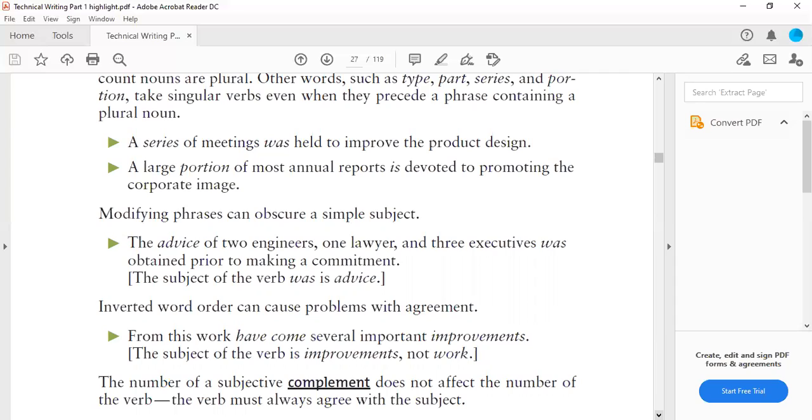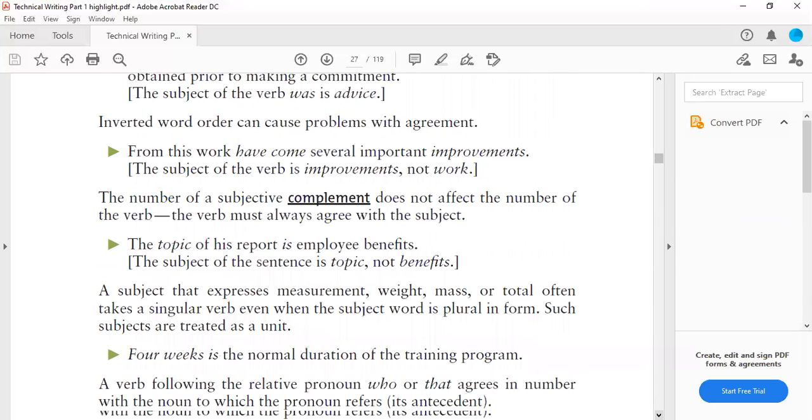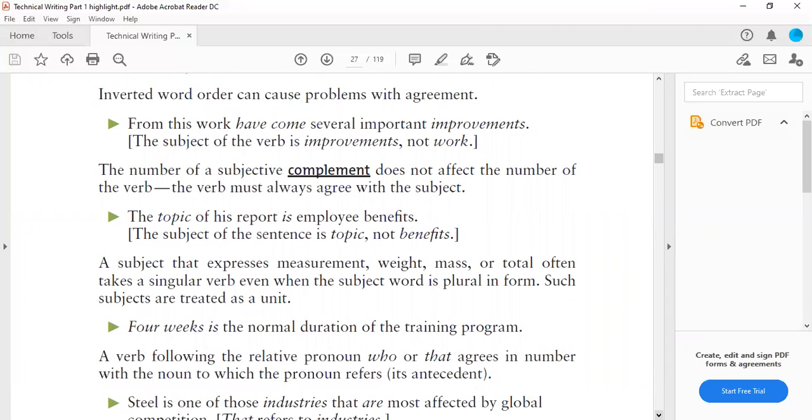Okay, an inverted word order can cause problems with agreement. From this work have several important improvements. The subject of the verb is improvement, not work. The construction here is somehow confusing, but you have to understand that the subject of the sentence, have come several important improvements. Improvements is the subject of the sentence, and that's why we use have instead of has.